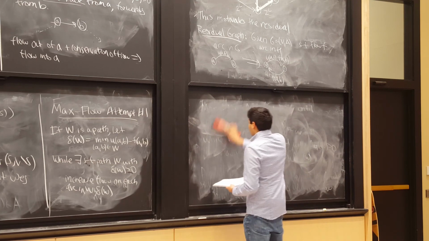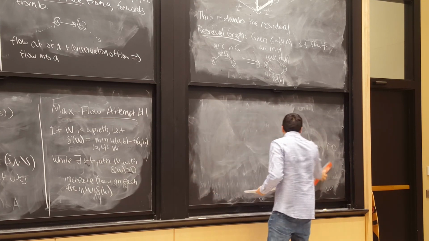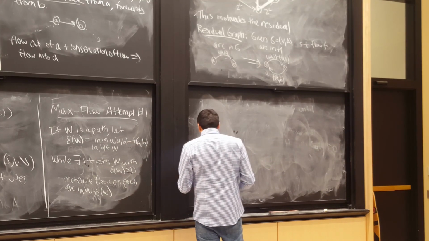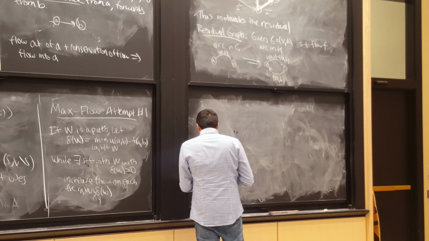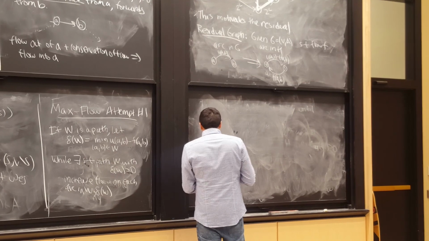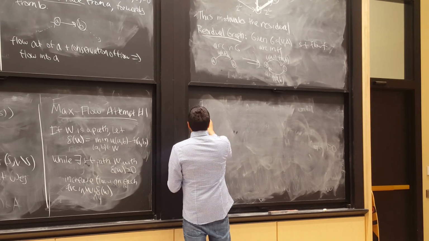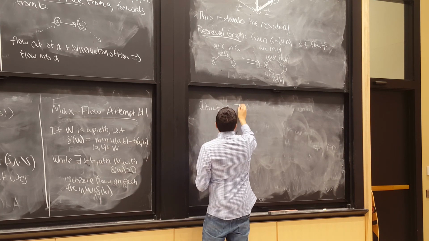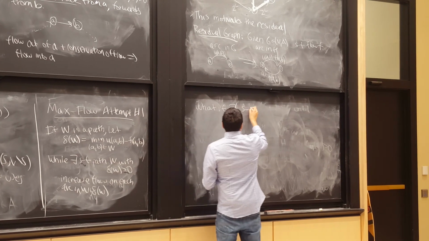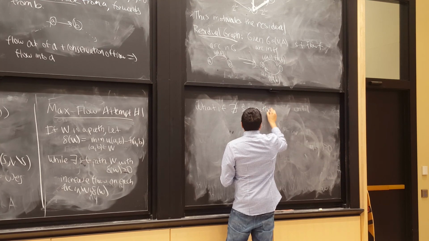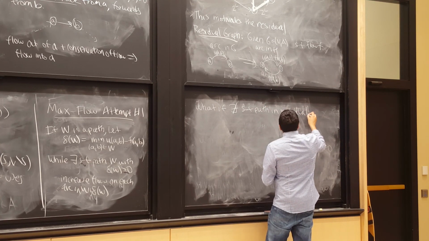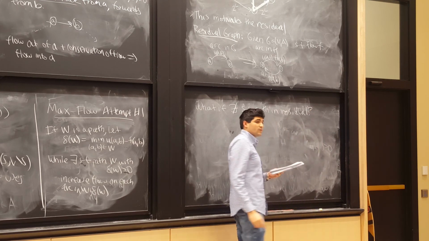So what I claim is the following. If we took that approach of looking for ST paths in the residual, then we can ask the question: what if there is no ST path in the residual? This is already assuming away some of the issues.